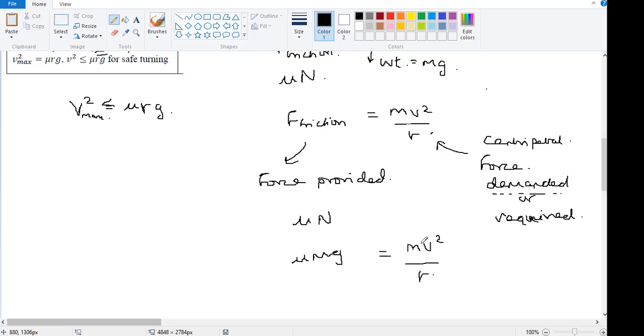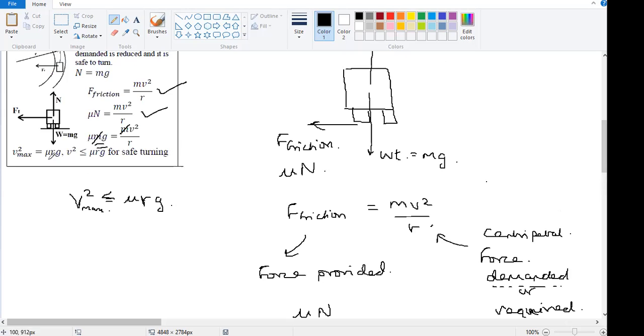Okay, if you do the math, this and this cancel. So in other words, the inequality sign will look something like this. This has to be more. This has to be less. Anybody not following this? So the demand should be less. What you provide is more. So the inequality sign should go like this. But when you say equal, it is a maximum situation. So that's why I've used v squared max is your mu rg. While turning, this has to be less than this. That's why we reduce the speed.